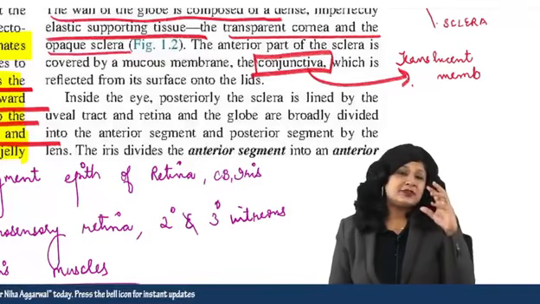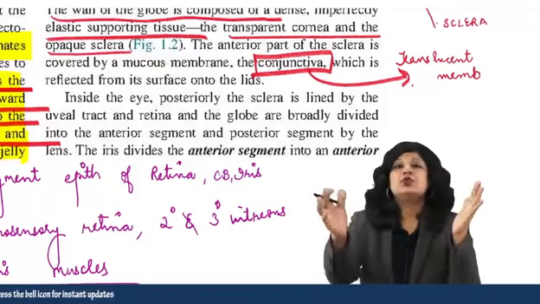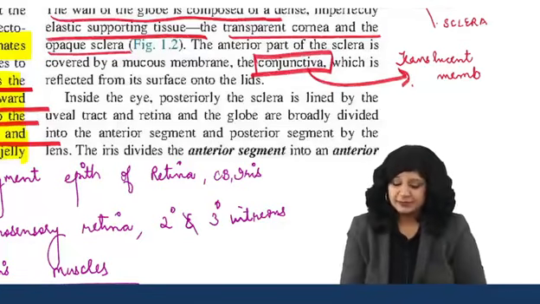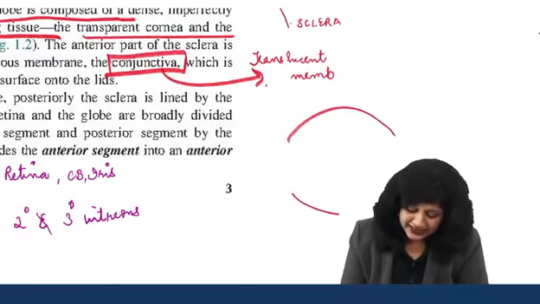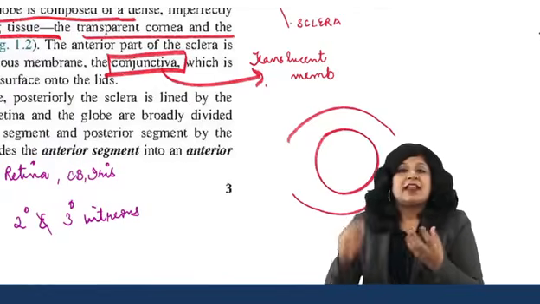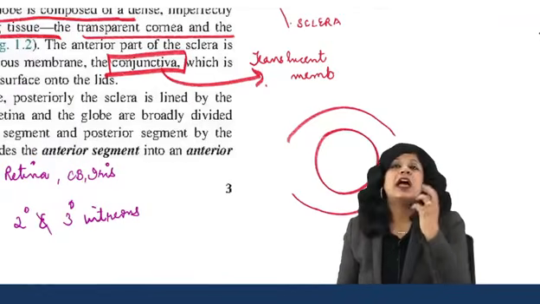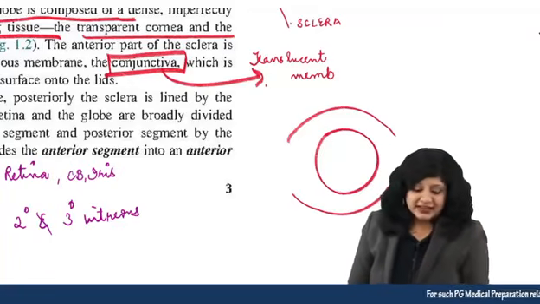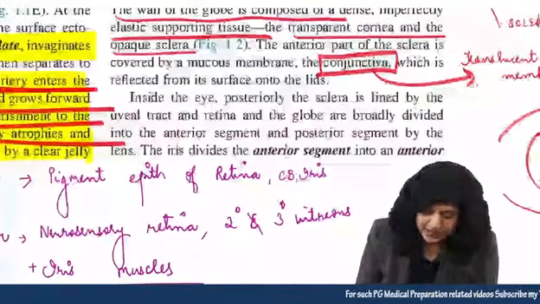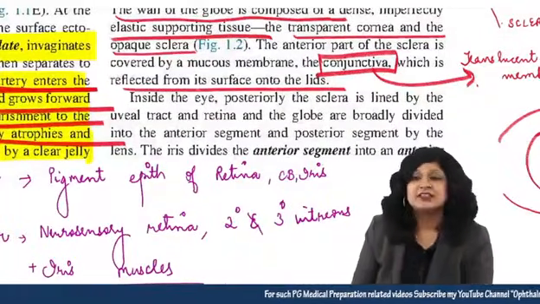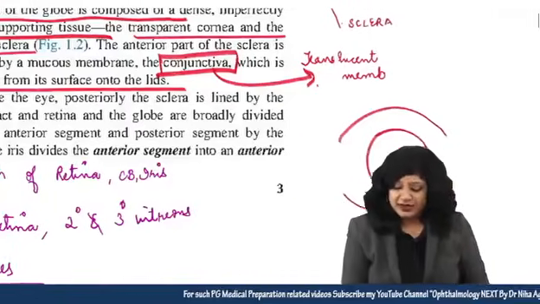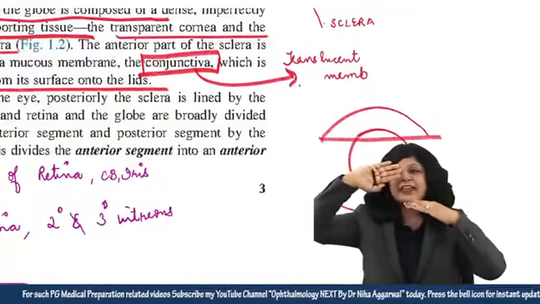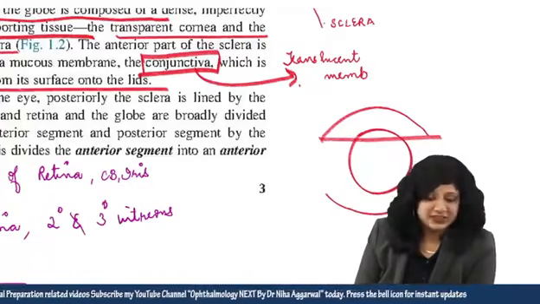And it is required to connect the eyelids to the globe, because otherwise what will happen? I have these eyelids and I have a globe, and I have nothing which is connecting the two. So I should have something connecting the two. For that I have the conjunctiva, which is reflected from the surface of the globe onto the eyelids. So when you are reflecting it, what we are getting is the conjunctiva, right?